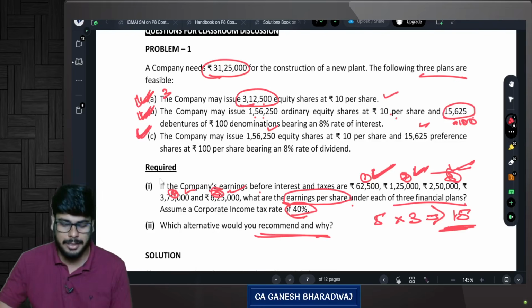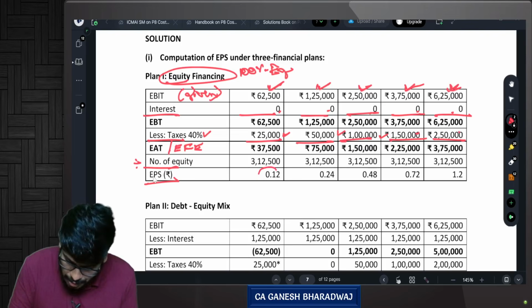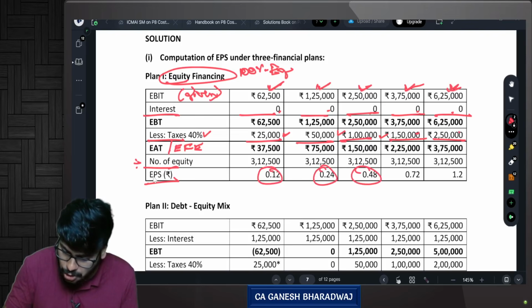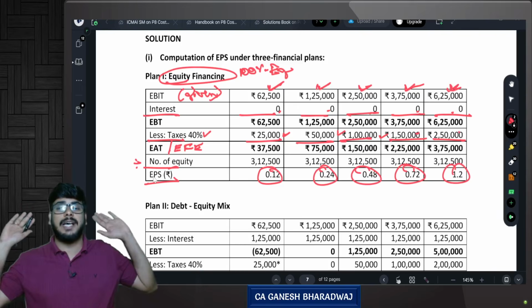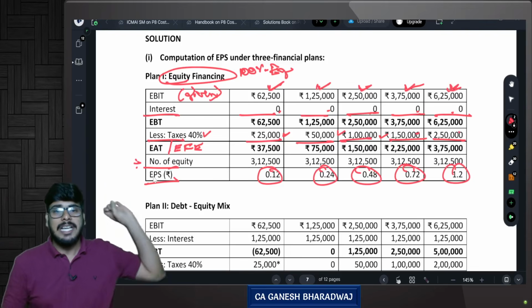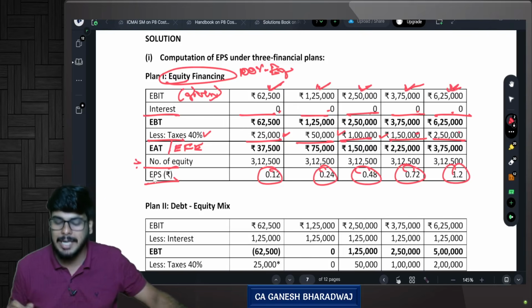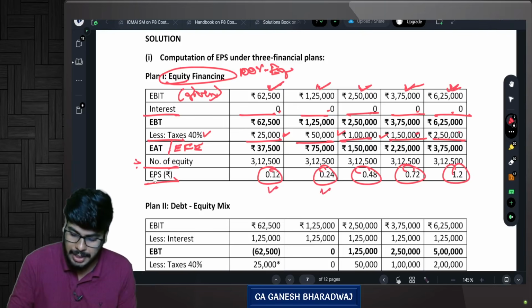3,12,500 equity shares. Correct? So divided by 3,12,500 equity shares, you will get EPS for each of the 5 different EBITs. Are you clear with this? So for each of the 5 alternatives, if I am entirely financing it through my equity channel, what will be the EPS? This is what we have found out in the first situation.